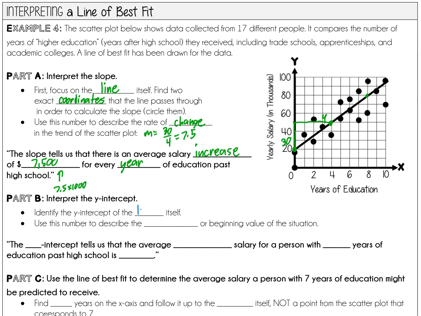Now let's look at part B and interpret the y-intercept. First, you need to identify the y-intercept of the line itself. In this case, the y-intercept is the point 0, 20 because that's where we cross the y-axis. Use this number to describe the starting or beginning value of the situation. The y-intercept tells us that the average starting salary for a person with 0 years of education past high school is $20,000. Once again, we were very careful in including the situation that the data was calculated from.